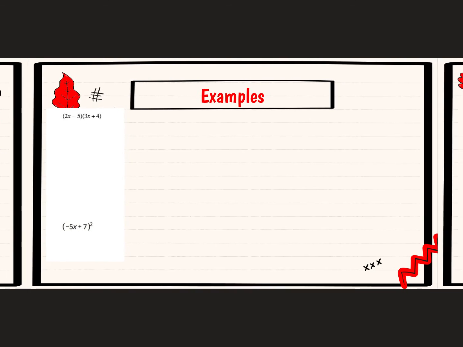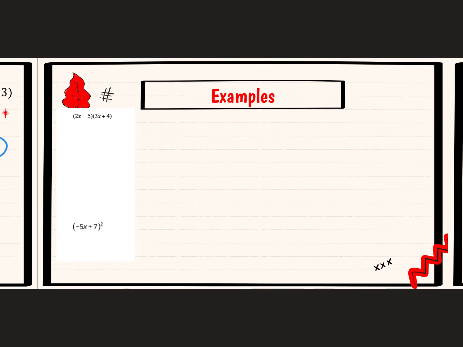All right, so what I want you to do is pause the video and try these 2 examples. So you have 2x minus 5 times 3x plus 4, and you have negative 5x plus 7 squared. So again, it doesn't matter whether you use box method or FOIL, because we're looking at binomials here. Regardless of which method you use, you are going to get the same answer. All right, so for this first example of 2x minus 5 times 3x plus 4, first I'm going to start off with FOIL, just to show you that regardless, you get the same answer.